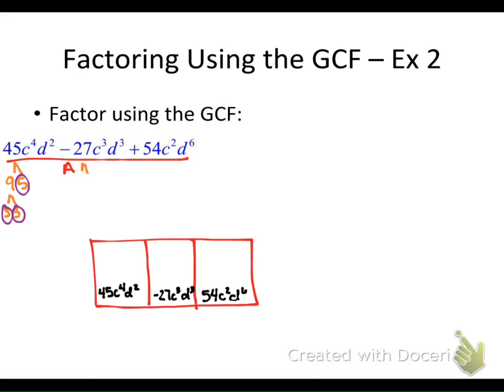All right, 27. Two numbers that multiply to get 27. Joey, do you know? 3 and 9. All right, 3 and 3. I'm going to go ahead and circle those.